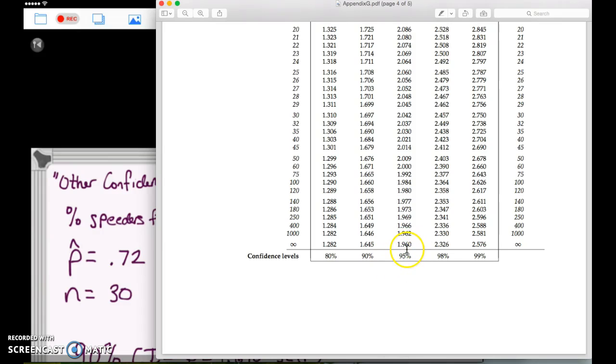We're not doing a 95% confidence interval. We're doing a 90% confidence interval this time. So we should be using this z-critical, 1.645. If I asked you for a 99% confidence interval, we'd use 2.576. So you can always look to this table to find your z-critical values.